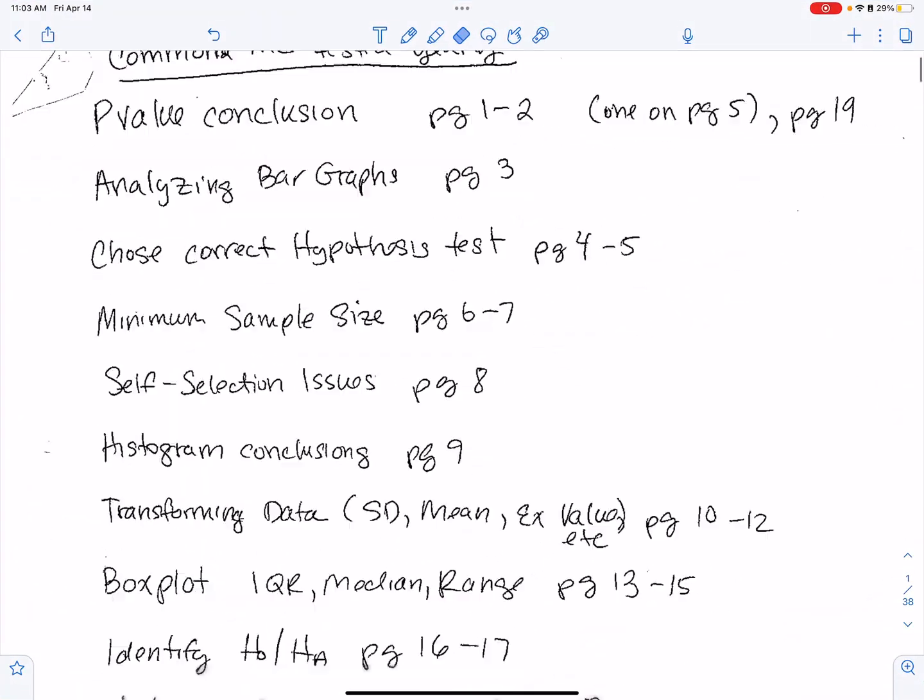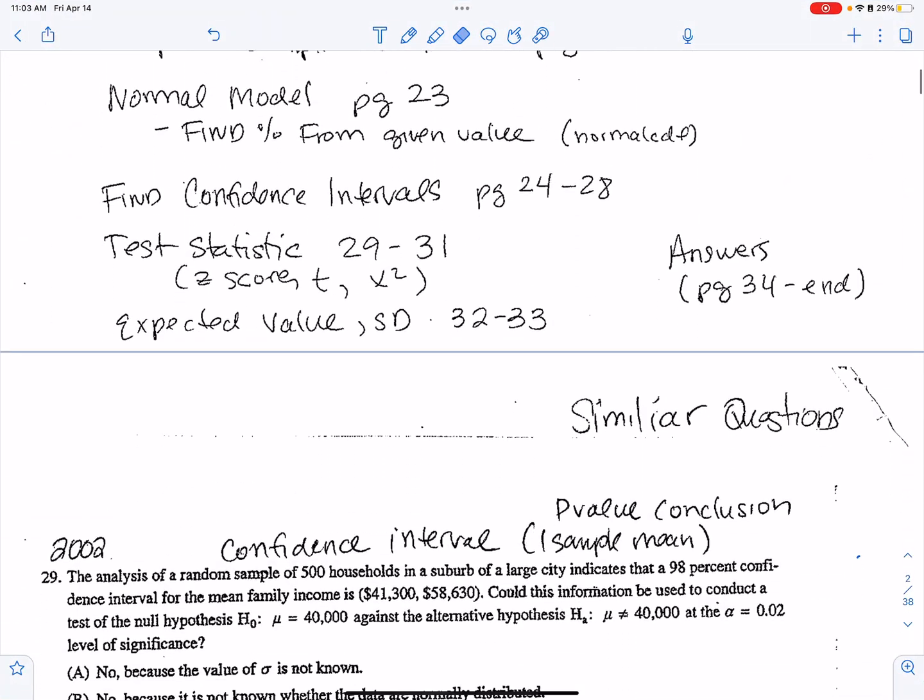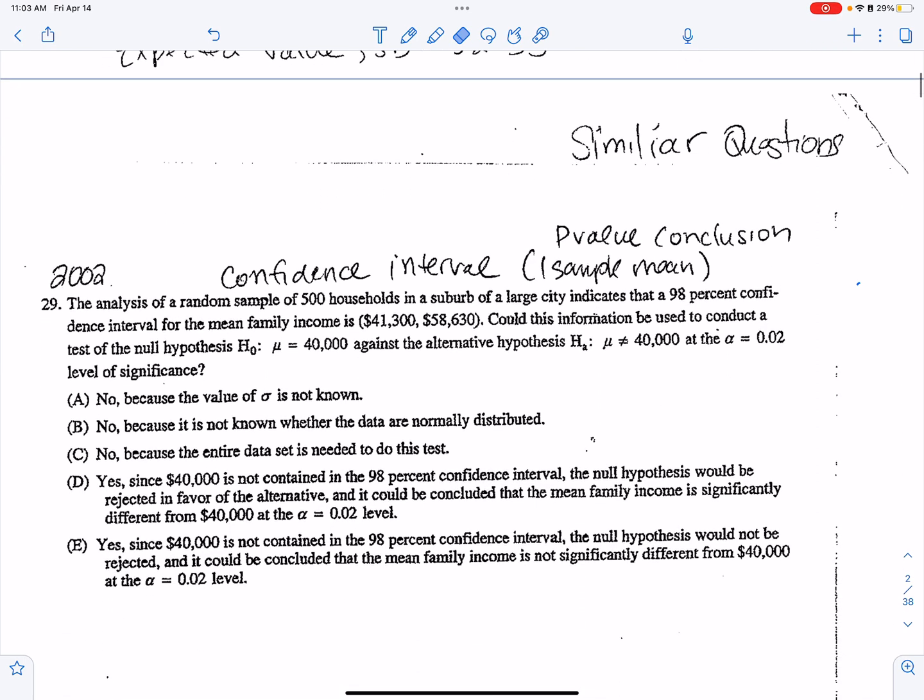You can see these are the different topics we're going to be going over. The first topic we're going to start on is the confidence interval. We're going to do p-value conclusions from my confidence interval. So first of all, let's talk about what type of conclusion you can make from a confidence interval.